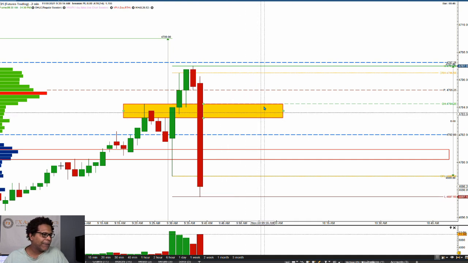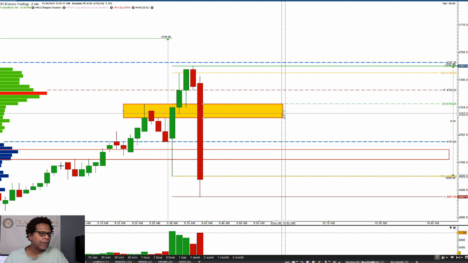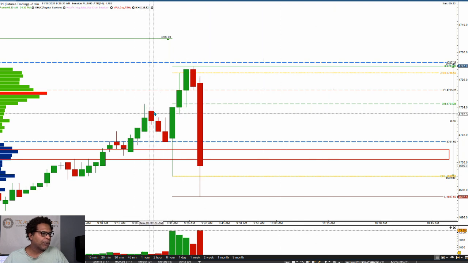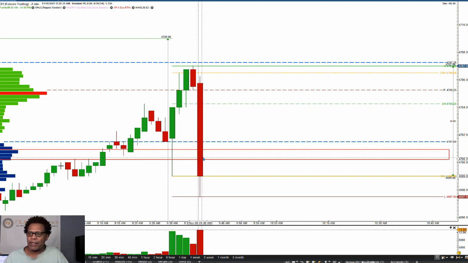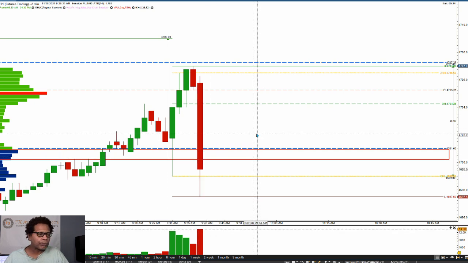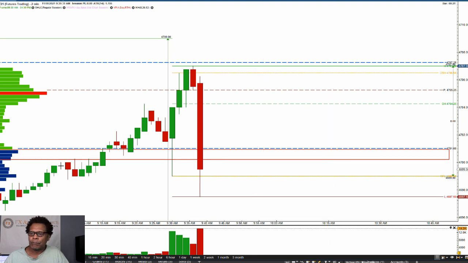It's not honoring that level. And it blew past my support and resistance level also. So I'm going to remove this, because I'm not going to use it since we blew past it. Let's see what this level does also. This is a good level also.